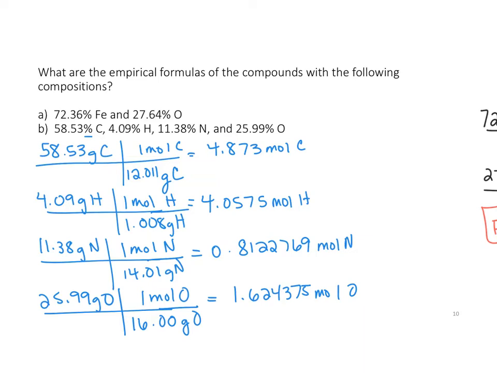And now we would like to see what the subscripts are. So we're looking at C. We don't know what that one is. Hydrogen, we don't know what that one is. Nitrogen, we don't know what that subscript is. And oxygen, we don't know. So what we need to do now is we need to divide all by the lowest number. So we got 1.6, 0.8, 4.0, 4.8. So 0.8122769 is the lowest number, and that's going to be 1, nitrogen. And we have to do that with all of these, the same number.